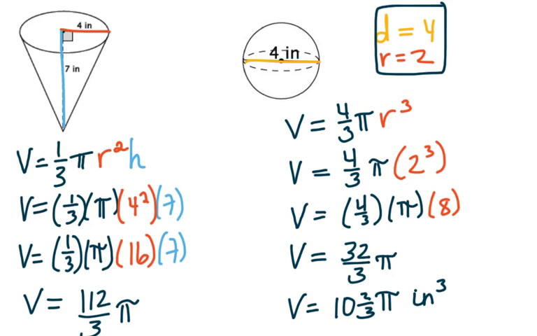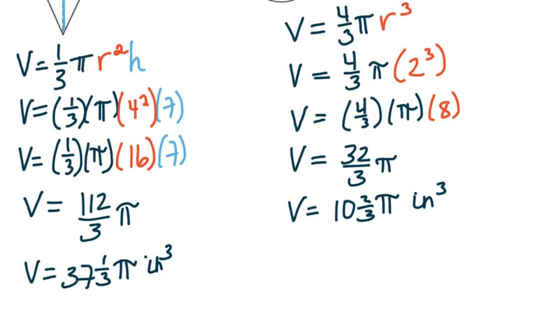2 cubed is 8. Following the order of operations, and also keeping in mind I'm allowed to rearrange the order of things when I'm multiplying. So I'm going to multiply 8 times 4/3, that gives me 32/3. And again, just like with the cone, I'm thinking that rewriting this as a mixed number, as 10 2/3 pi, it's just easier to think about, even though they're equivalent.